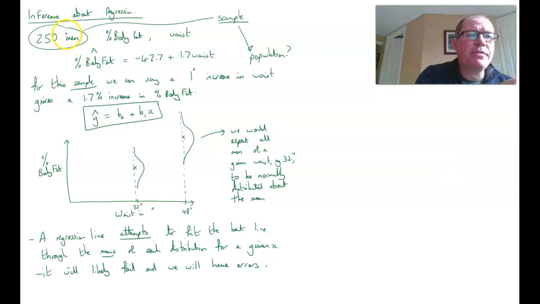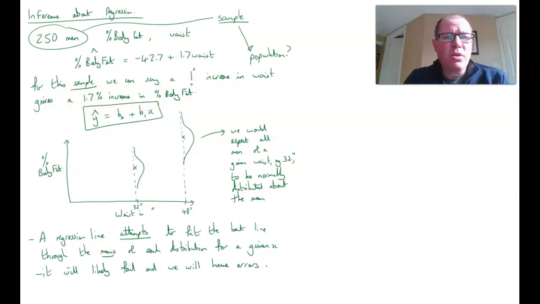So here we have a sample of 250 men, and we've measured their waist circumference and their percentage body fat. We ran regression, and we got that the percentage body fat from our regression line from our sample was equal to minus 42.7 plus 1.7 times their waist. So, for example, in this sample, we can say that a 1 inch increase in their waist will give a 1.7% increase in their percentage body fat.